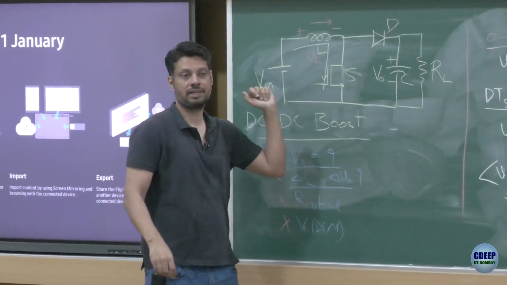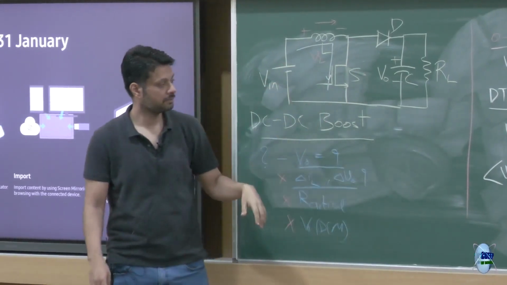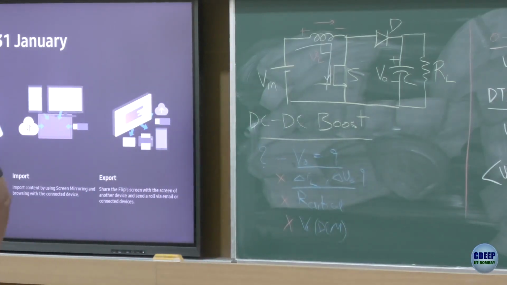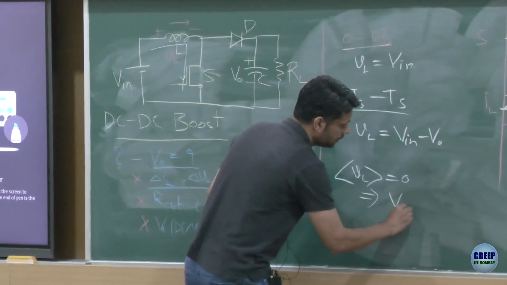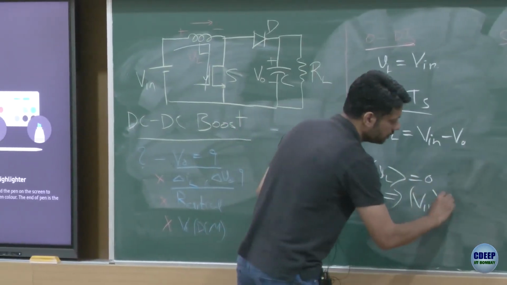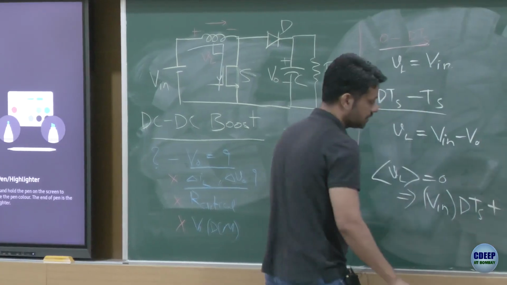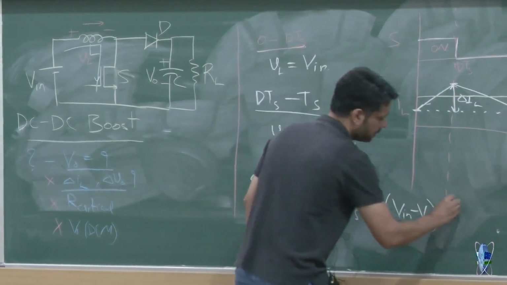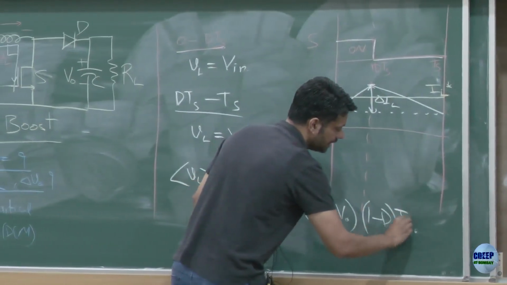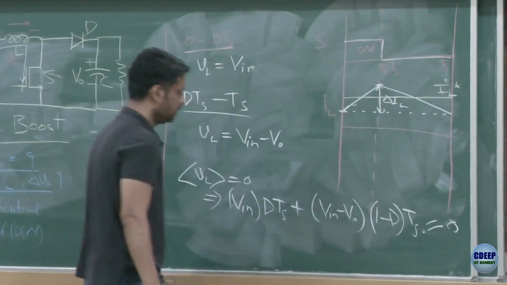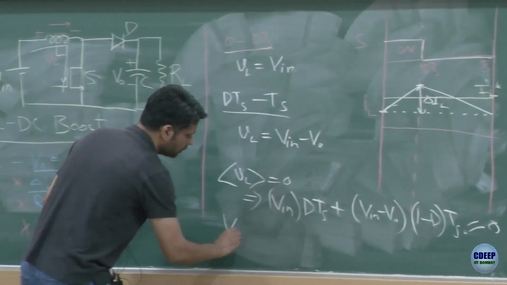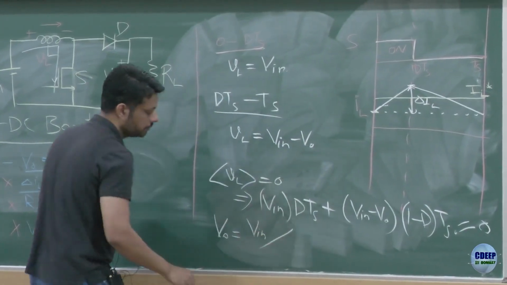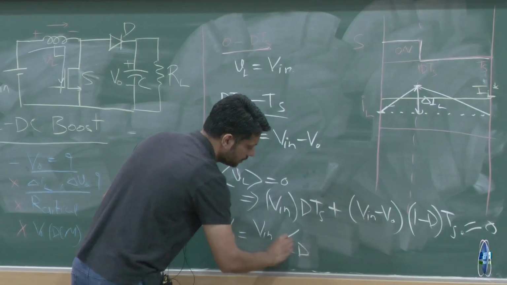Of course, input is a constant, right? Everything is ideal. And apply the volt second balance. So V in times the voltage during 0 to dTs, plus V in minus V naught during (1 minus d) times Ts, equals 0. If you solve it, you get V0 equals V in upon 1 minus d.